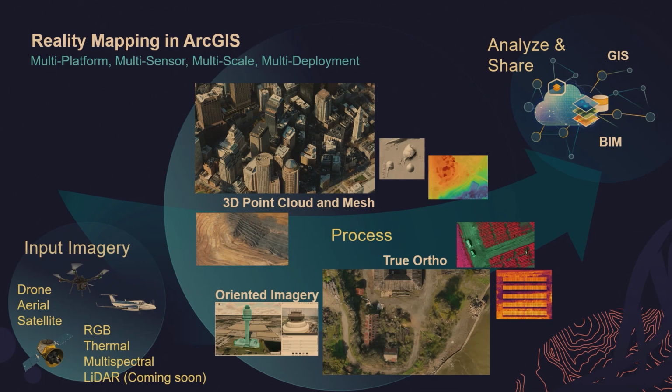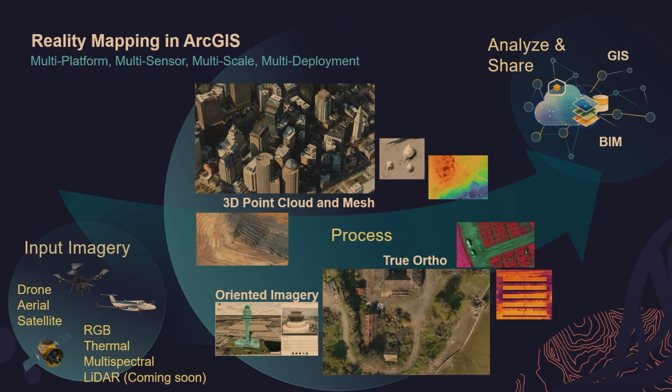But why does reality mapping matter? As you saw a bit in the plenary this morning, this allows us to generate foundational content for our digital twins. We can create content, 2D and 3D, which is highly accurate, up-to-date, and photorealistic, providing geographic context for our data, making it more engaging and approachable, particularly for our non-GIS users. Within ArcGIS, we can support a variety of platforms and sensors, perform reality mapping at very different scales, and all within a variety of deployments.